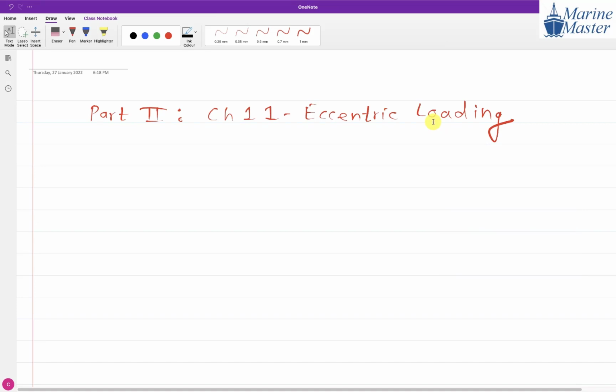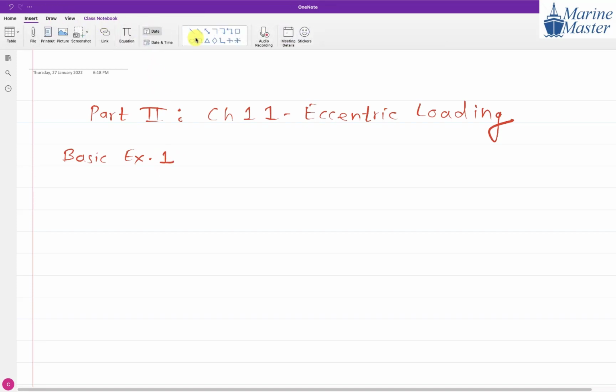Now, what is meant by eccentric loading? We will try to understand the scenario here. First of all, we will take one basic example. Suppose we have one short column. It must be a short column, no long column, otherwise it goes into buckling.